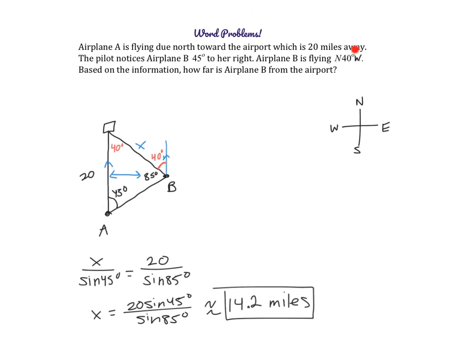So here, this is kind of that new navigation that I want to make sure you're comfortable with. So again, this tells us to start at due north and go 40 degrees from that line towards the west. So a little bit different than normal unit circle measurements.